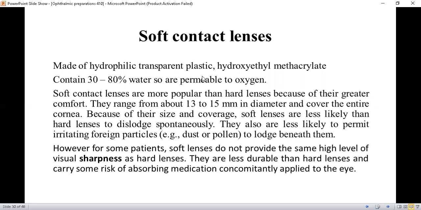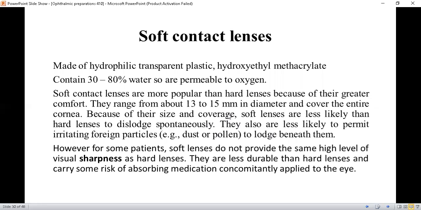Students, hard lenses were designed to cover a specific area of the cornea, while soft contact lenses are designed to cover the whole surface of the cornea. Because of their size and coverage, soft lenses are less likely than hard lenses to dislodge spontaneously. They also are less likely to permit irritating foreign particles, dust, or pollen to lodge beneath them. This means accumulation of particles beneath the lenses is less likely.